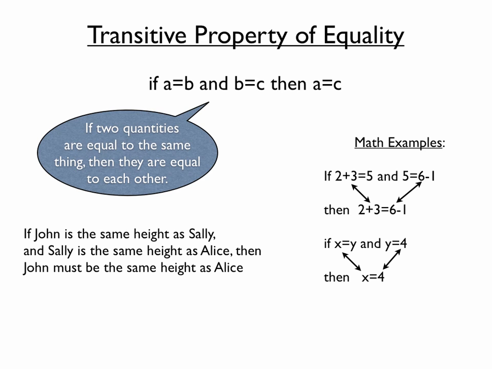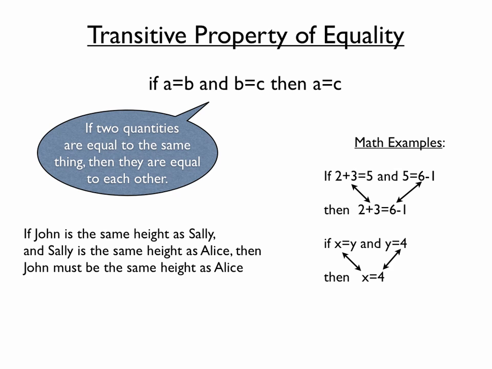Next is the transitive property of equality. This is where it starts to get a little bit harder. If A equals B, some first number is equal to a second number. And B, that second number, is equal to C, a third number. Then it must be that the first and third numbers are equal to each other, that A equals C.